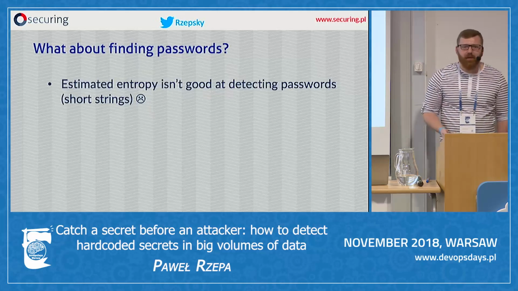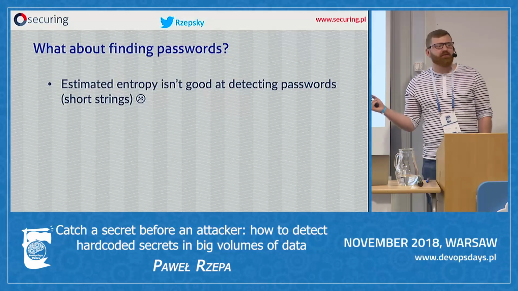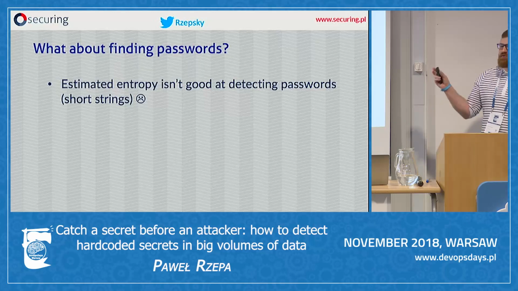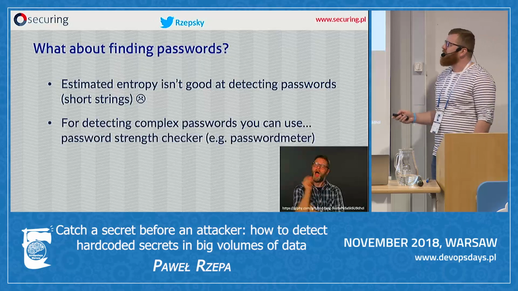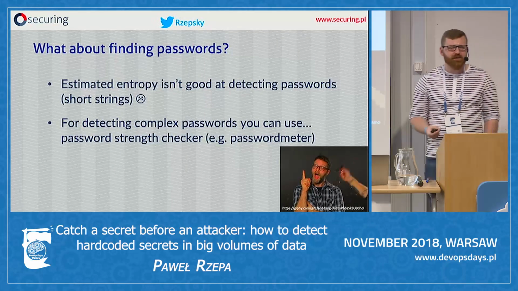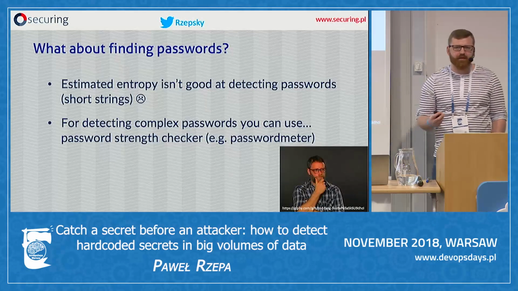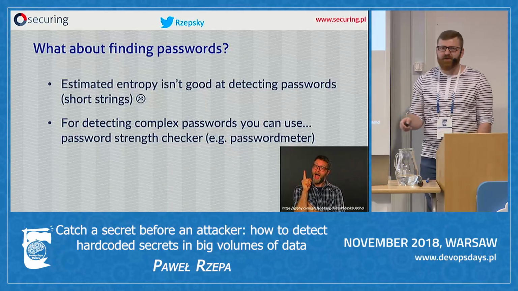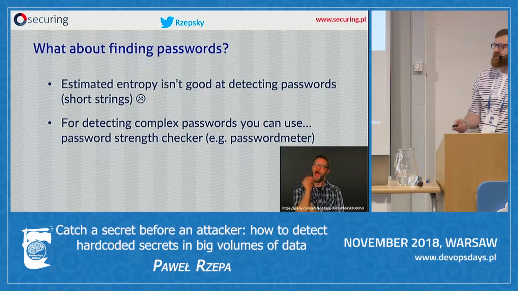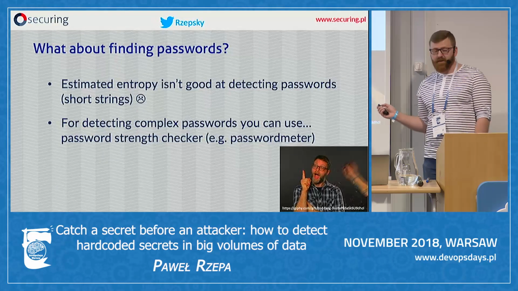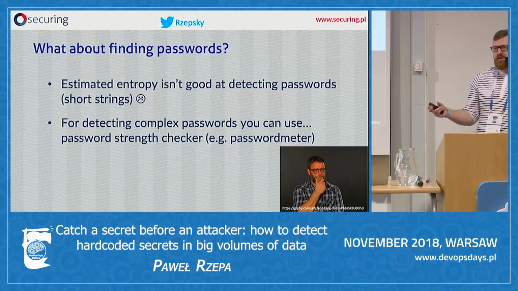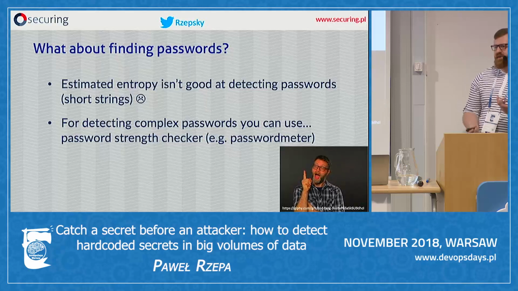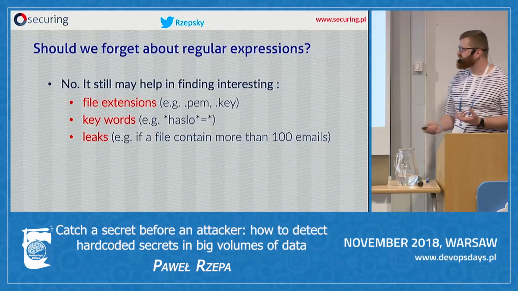So, what about finding passwords? Using the entropy for finding passwords pretty much sucks because the strings are too short. For detecting passwords, I see that a much better method is to use password strength checkers, so ready-to-use libraries like Python password meter, which, if you are analyzing each string, can tell you if this is a strong password, right?